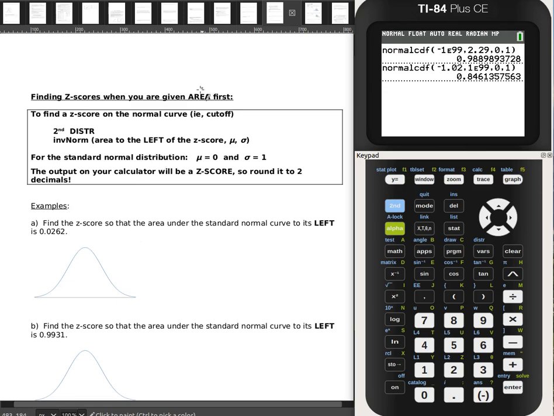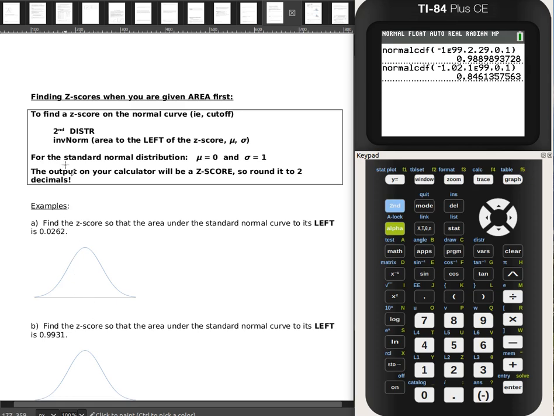Well, sometimes you actually know which probability you're looking for. You already know the probability, you already know the area, for example, underneath the normal distribution to the left or right of some value. And you want to figure out which z-score has that area to the left of it or that area to the right of it.